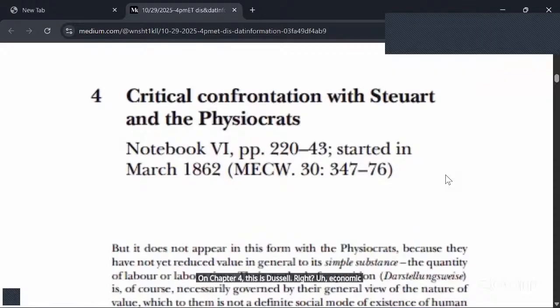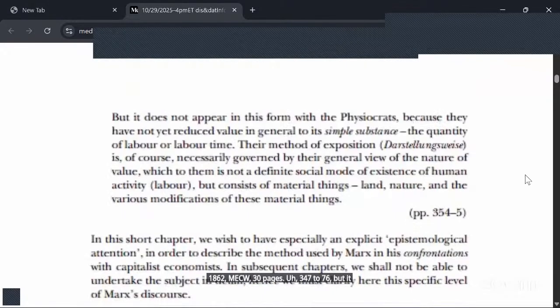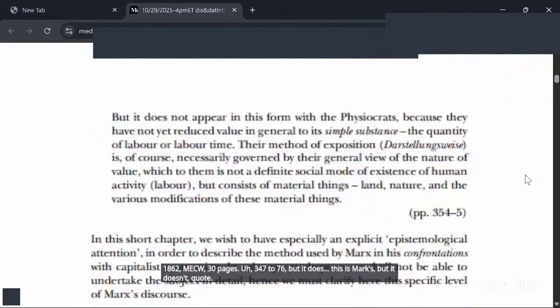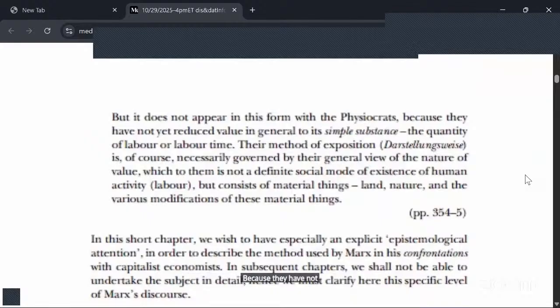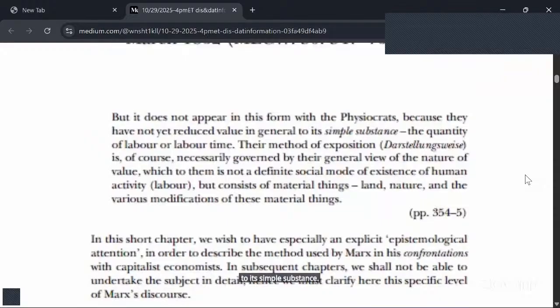Economic Manuscripts of 1861 to 63 by Marx. Critical confrontation with Stuart and the Physiocrats. Notebook 6, pages 220 to 243, started in March 1862, MECW 30, pages 347 to 76. Marx says, quote, but it does not appear in this form with the Physiocrats, because they have not yet reduced value in general to its simple substance, the quantity of labor or labor time.